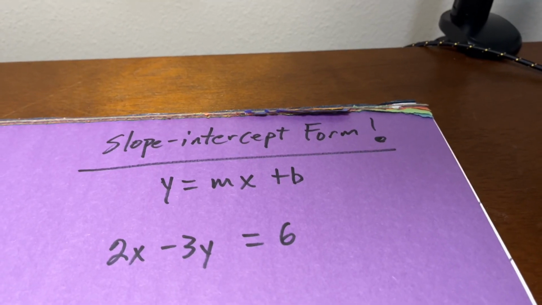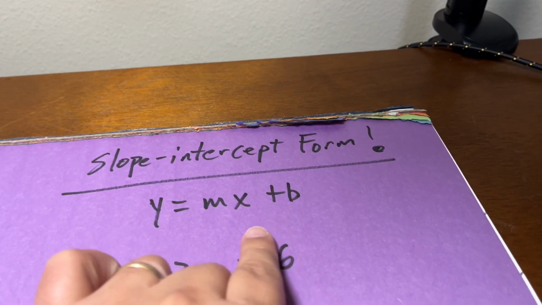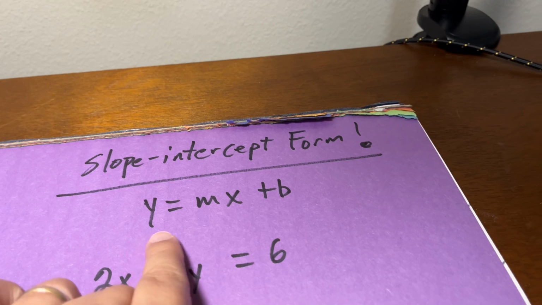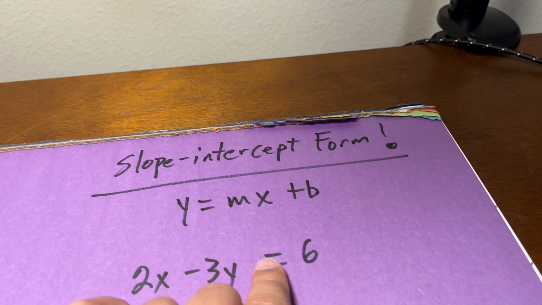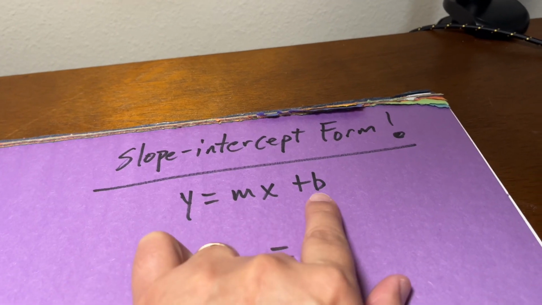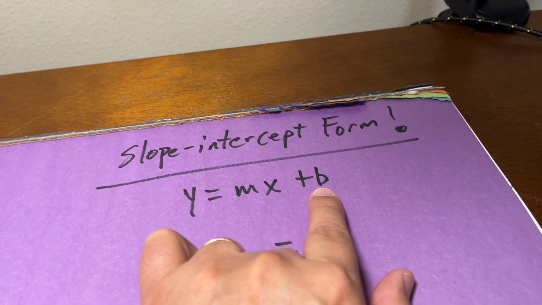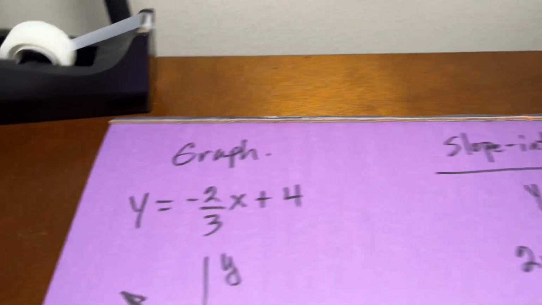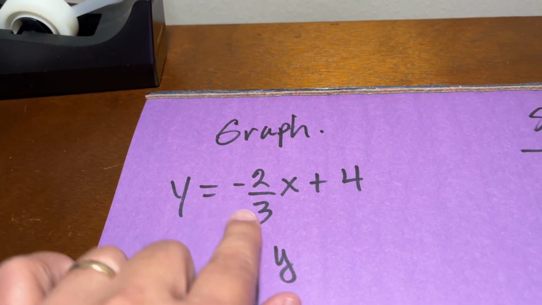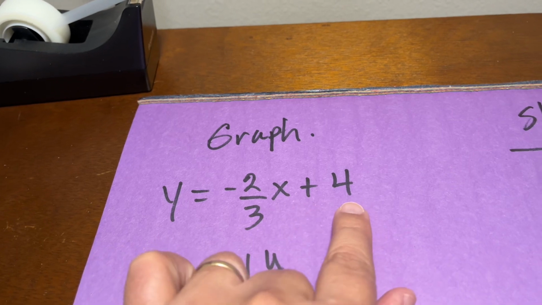All right, let's talk about slope-intercept form for a linear equation. It's y equals mx plus b. When a problem is in slope-intercept form, this part is the y-intercept and this m is the slope. So let's consider a problem like this one over here, y equals -2/3 x plus 4.